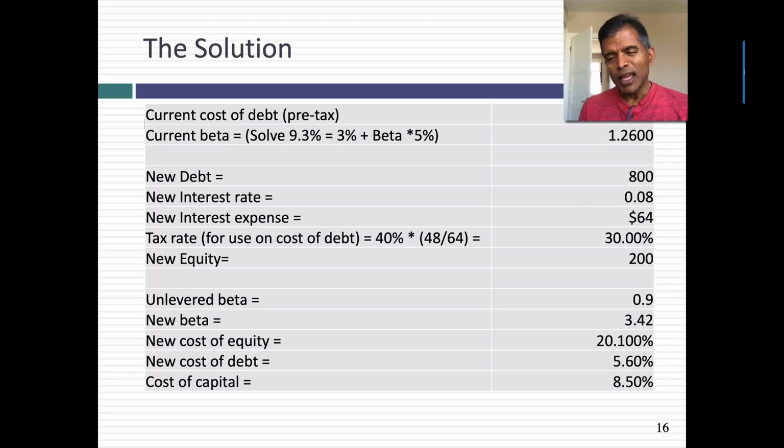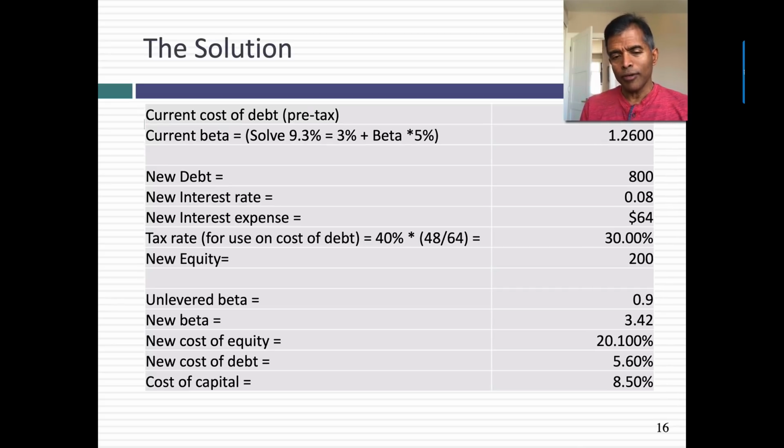What does this mean? In effect, the tax benefit you're going to get is only 30% of the 64 million. That's the tax rate I'm going to use. The new equity, of course, is down to 200 because I bought back shares. Incidentally, I could have told you that I was going to pay a special dividend, same effect.